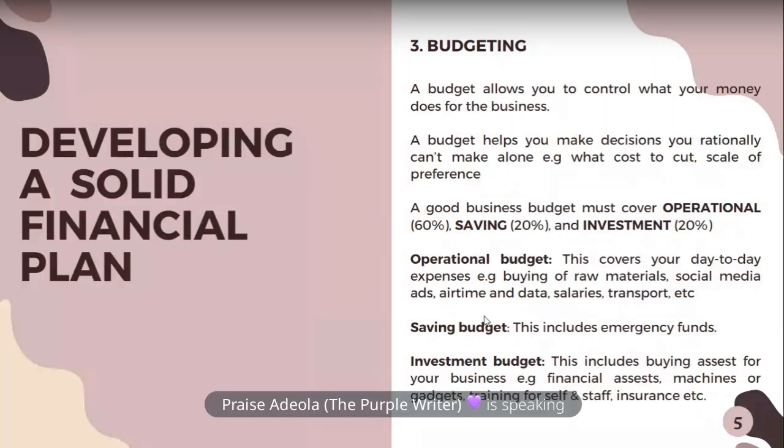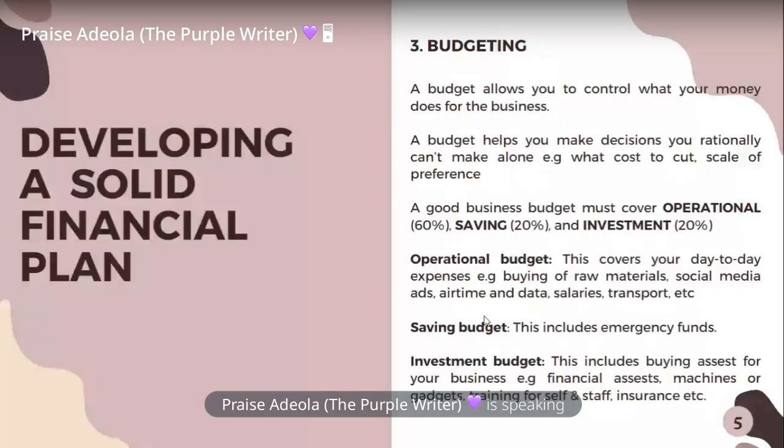So I was saying that as a business owner, you want to create a budget. Your budget should cover three main areas. Number one, your operational budget. You should have an operational budget. The operational budget covers your day-to-day expenses. That is money you spend, expenses that you incur on a daily basis. For example, if you're someone that deals with production, that is money that is set aside for buying of raw materials, restocking of goods, money that is spent on social media ads.